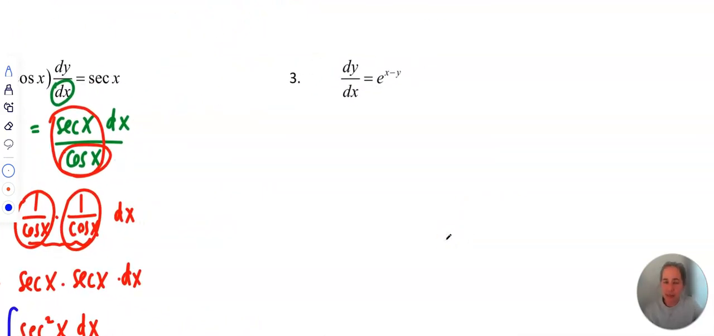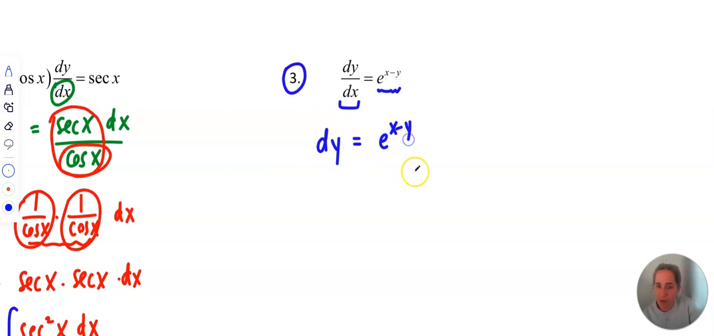So same deal. This one's a little tricky too. We've got to figure out a way to get this term split up so we can get x's on one side and y's on the other. One thing I can do, I definitely am going to move the dx to the other side. I feel like that's been my first move for all these so far. So dy equals e to the x minus y, we'll have to deal with that in a second, times dx.